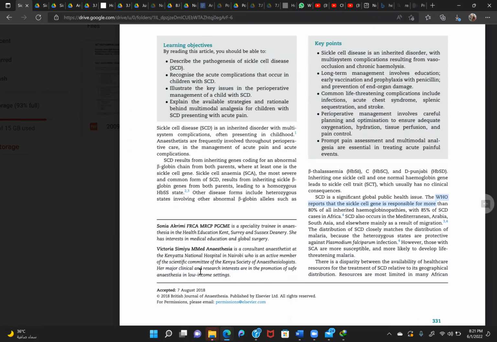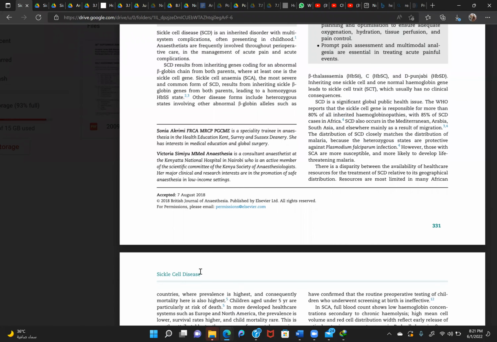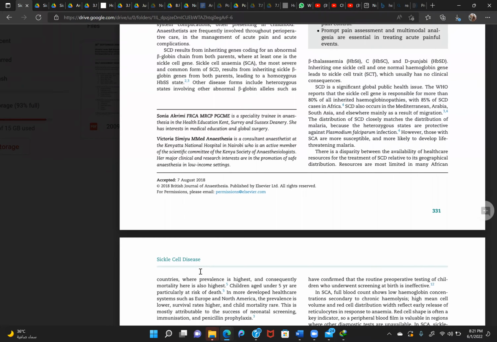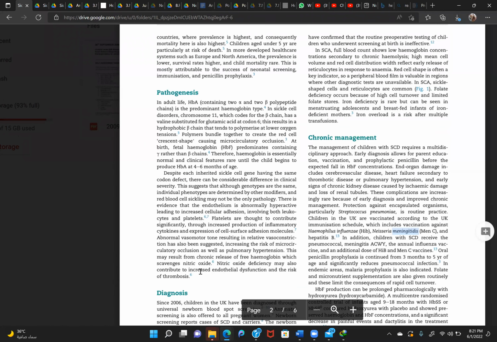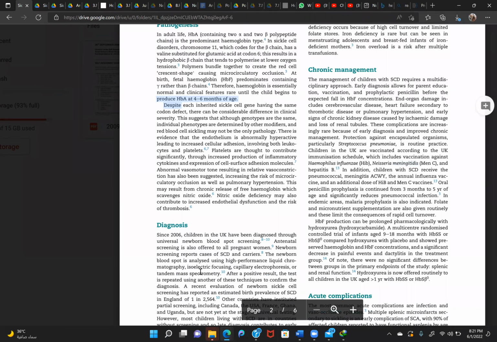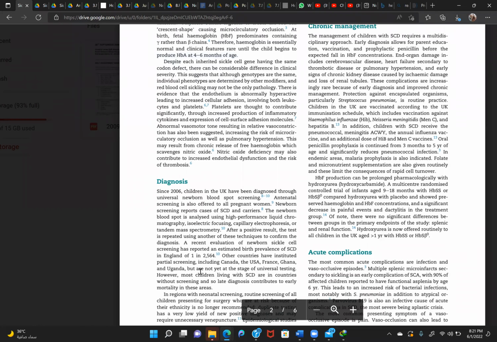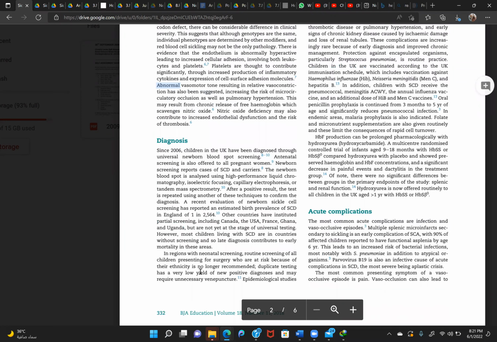We have discussed almost the most important thing, chronic management, infections. To treat the infections, they are taking the influenza vaccine as well. This is because some patients might have undergone splenectomy, and some patients might need it, especially children, if they are presenting for cholecystectomy.